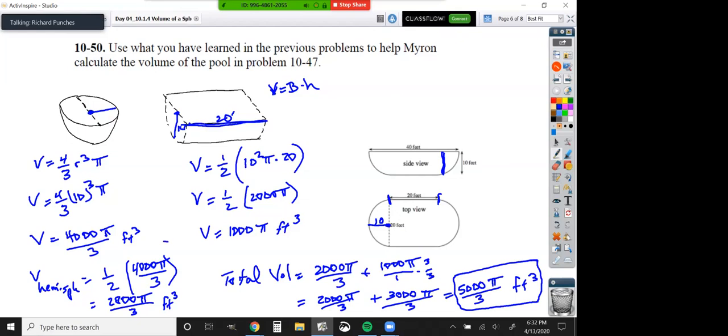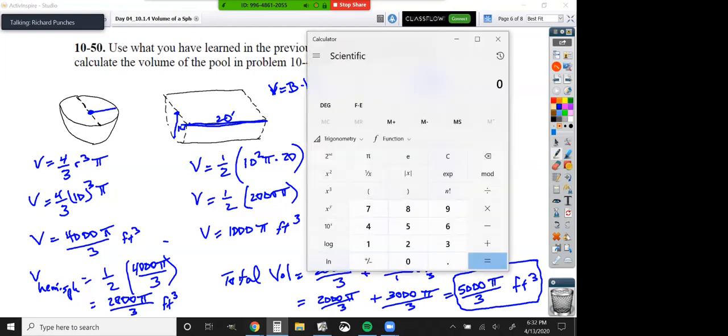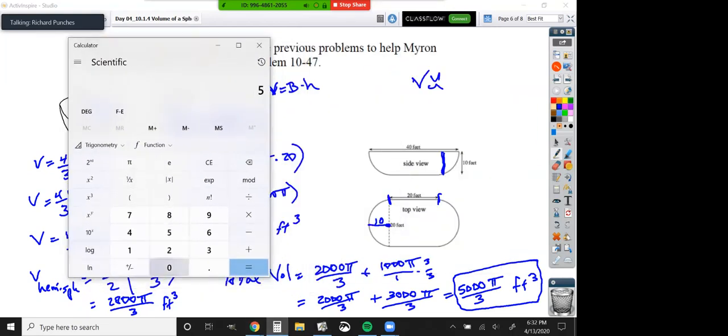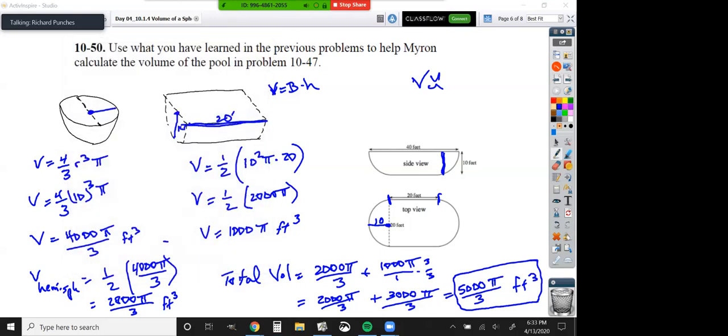We can get the decimal value. The volume is approximately, let's see here. I'm going to take this calculator and say 5,000 times pi divided by 3 is approximately 5,236 cubic feet. So there's the approximate value. I still like the exact value better.